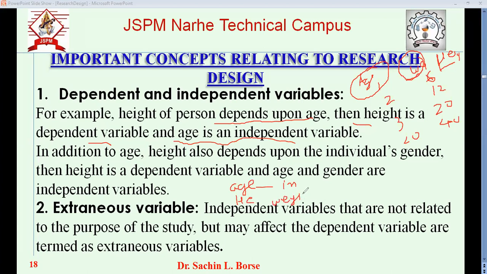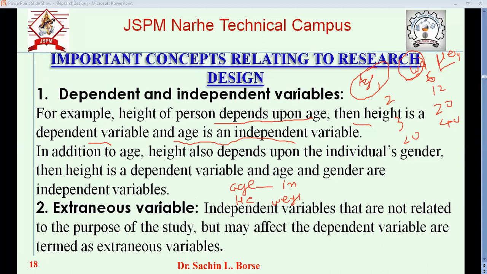We'll take only one example here, height and age. As the age changes, what happens? Height changes. So age is the independent parameter and height is what? Dependent. Height depends on what? Age. So height is the dependent parameter, and age is the independent parameter.